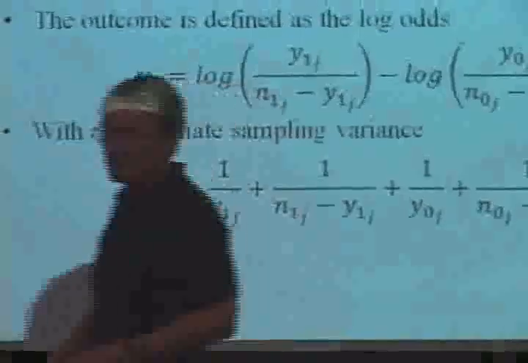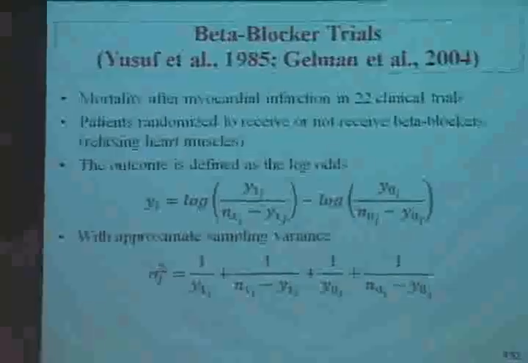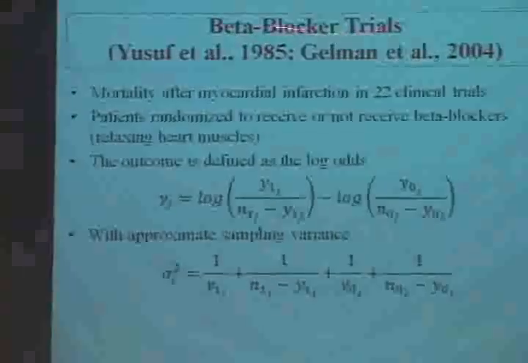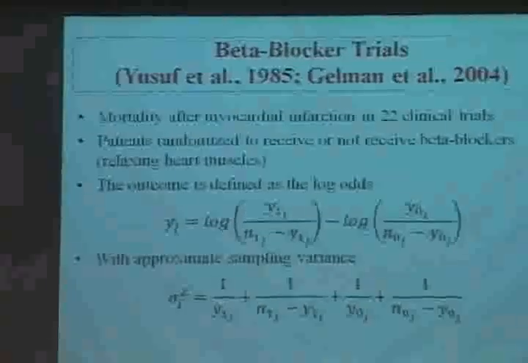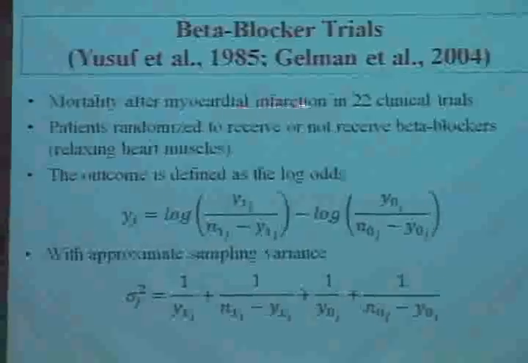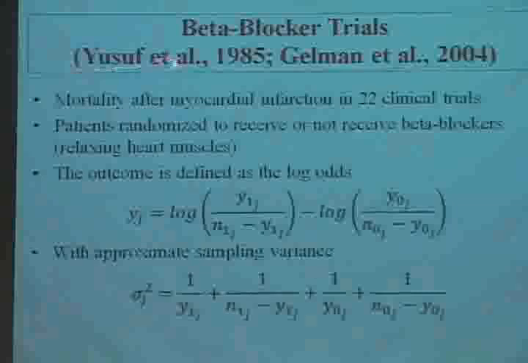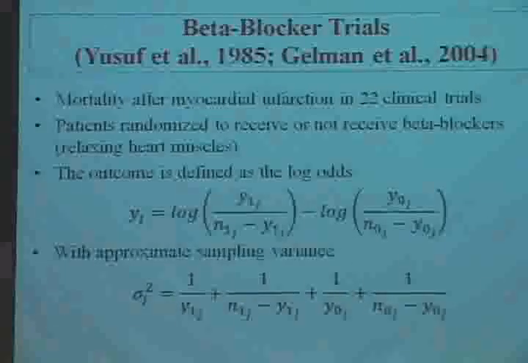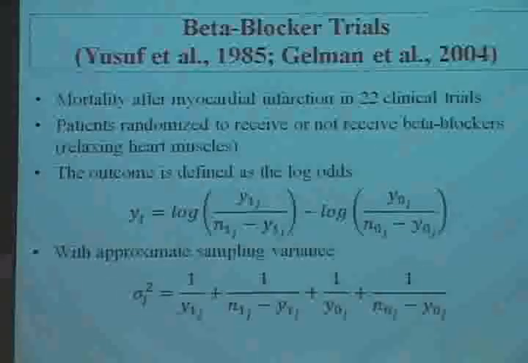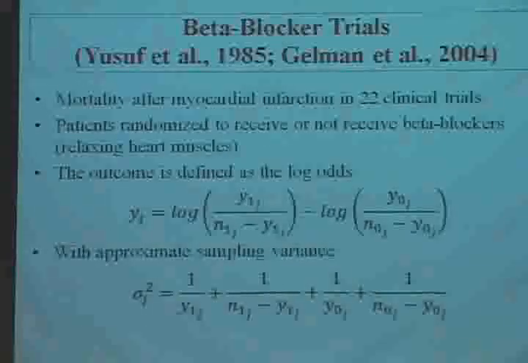Here's an example from Gelman's book. Did I mention Gelman's book? It's very heavy too. He has an example on beta blockers. That's supposed to be muscle relaxants for the muscles of the heart to prevent myocardial infarction, heart attacks. And he takes that from an article by Yusuf and others. And it's 22 clinical trials. So one way of thinking about that is that you think we have 22 cluster units, capital J is equal to 22.